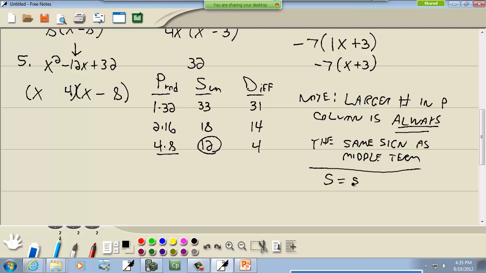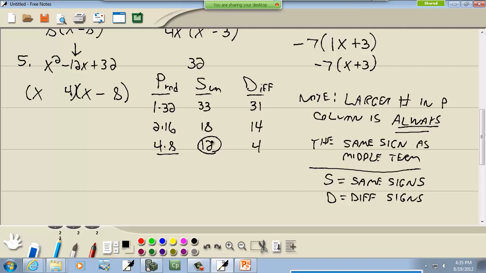Now, let me write this down. S for same signs, D for different signs. If the number you circled is in the S column, that means you're going to use same signs. They'll both be positive or both negative. If the number you circled is in the difference column, it'll be D for different signs. S for same, D for different. Different signs means one will be positive, one will be negative.